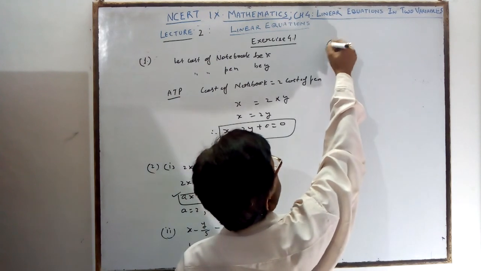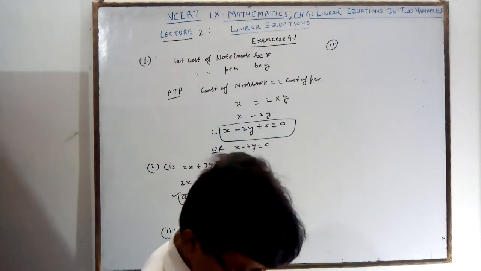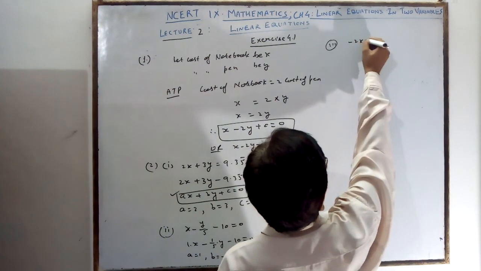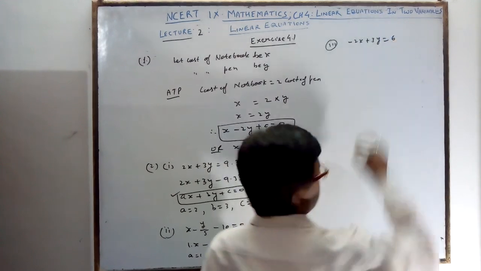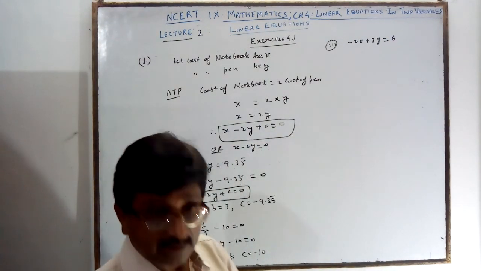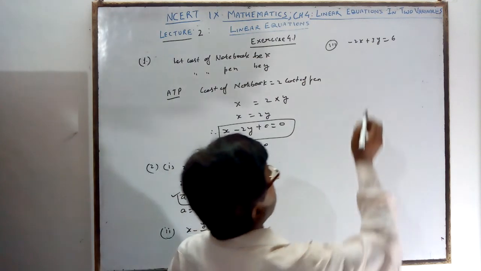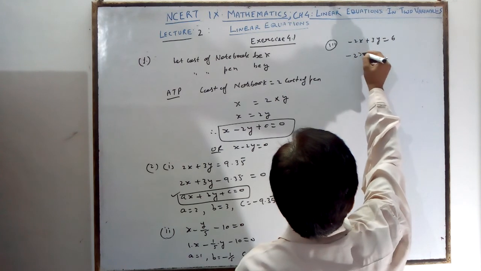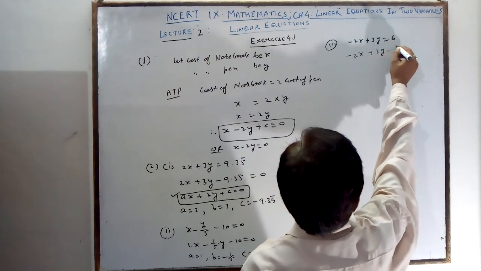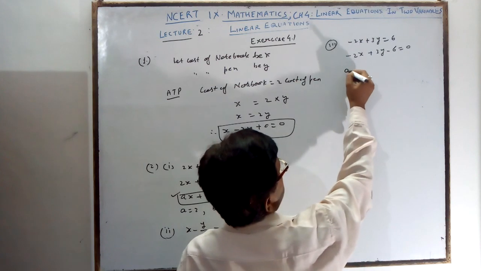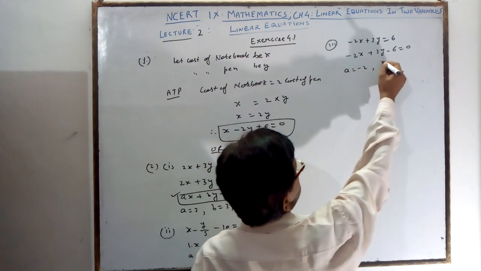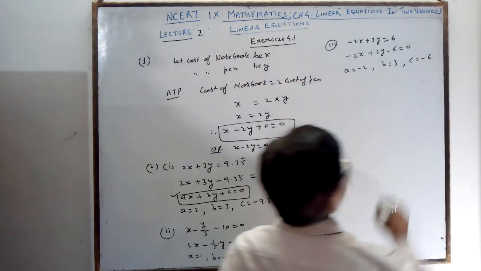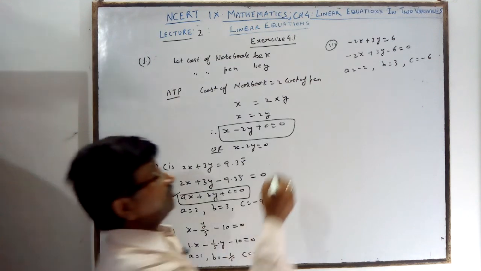Third part of this question is given: minus 2x plus 3y is equal to 6. It is given with 6 on the right side, but your standard equation has everything on the left side. So minus 2x plus 3y minus 6 is equal to 0. What will be a? Coefficient of x: minus 2. What will be b? Coefficient of y: 3. What will be c? The last term, minus 6.